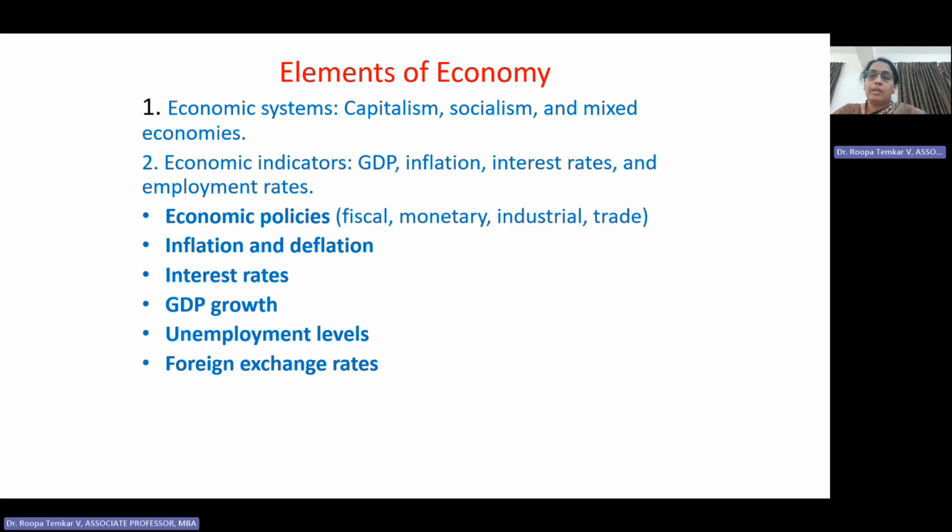Then coming to the third one, that is inflation and deflation. How often is the country facing inflation or deflation? That mainly depends on the demand and supply that is being created at a particular point of time in a country. Then interest rates, then GDP growth, then unemployment rate, then foreign exchange rate. So these are the different elements of the economy.